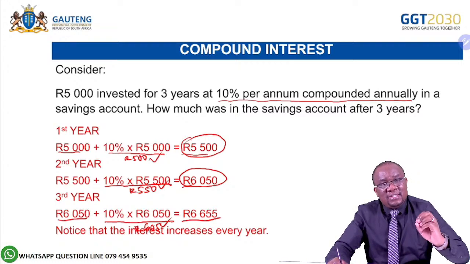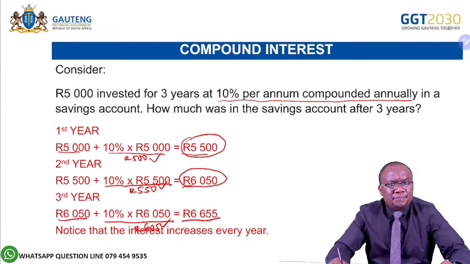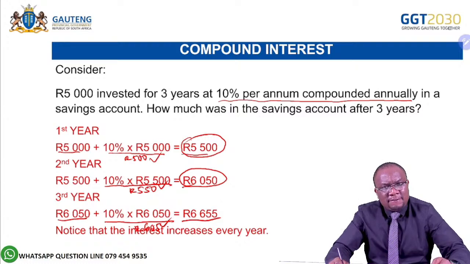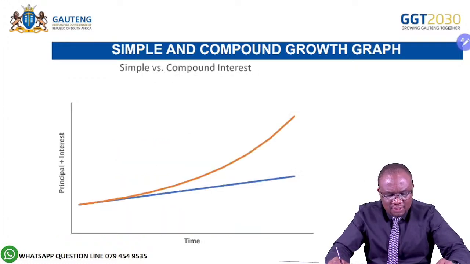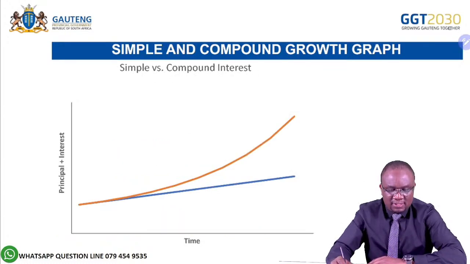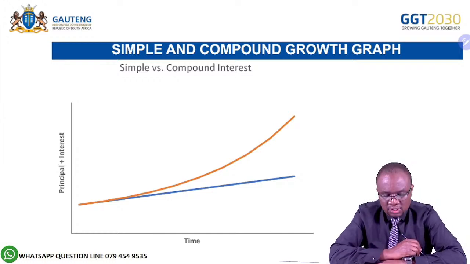This is compound interest. Right, I have two graphs here. I want you to tell me which one represents compound interest and which one represents simple interest. I have the blue graph and the orange graph. Which one represents compound interest and which one represents simple interest? Raise your hand and say your answer.